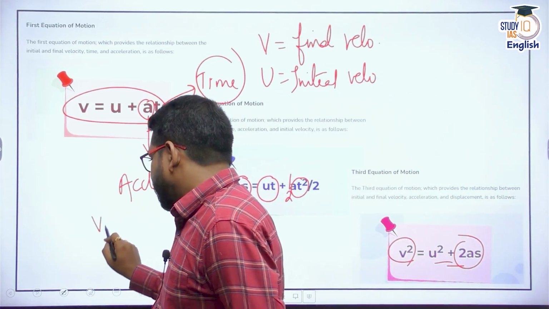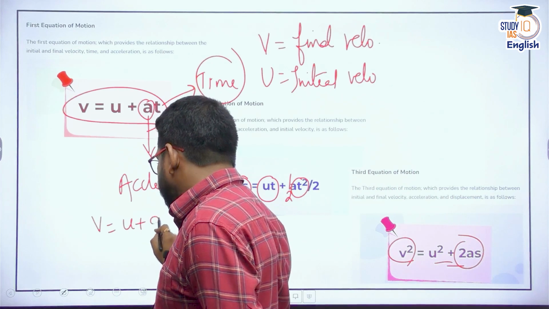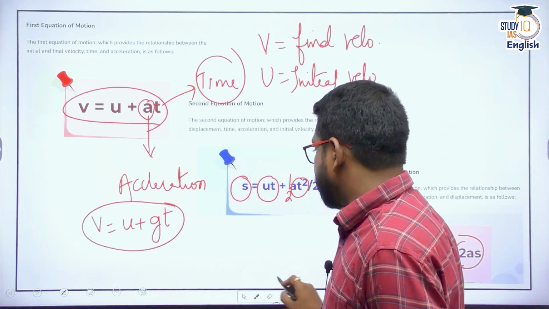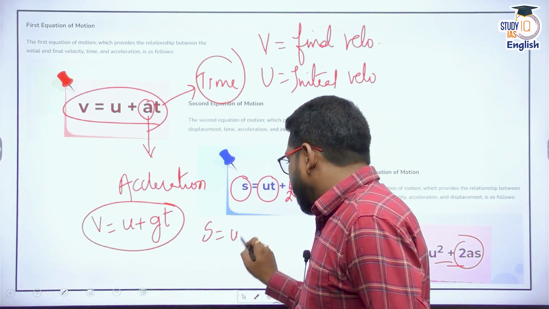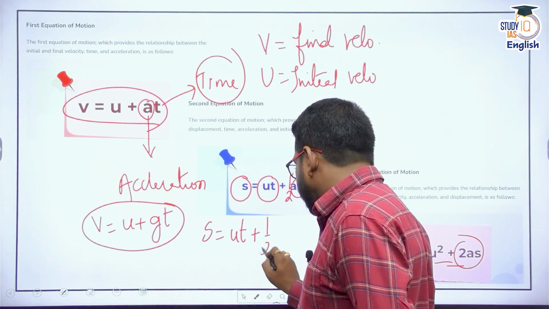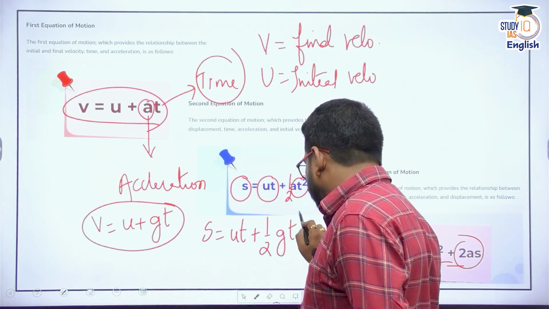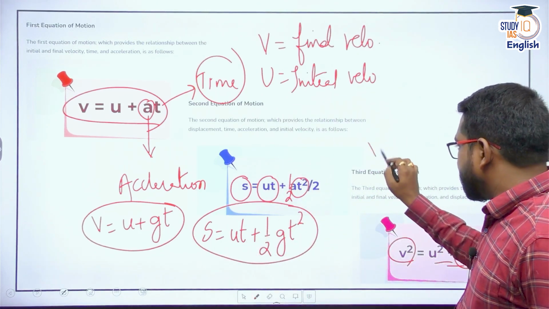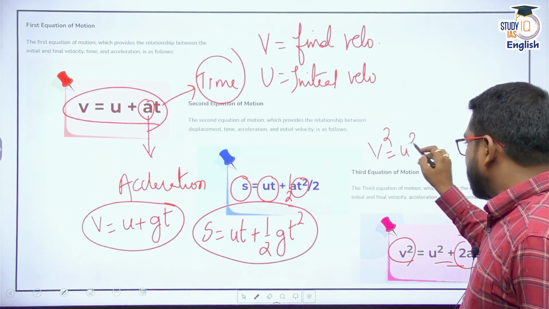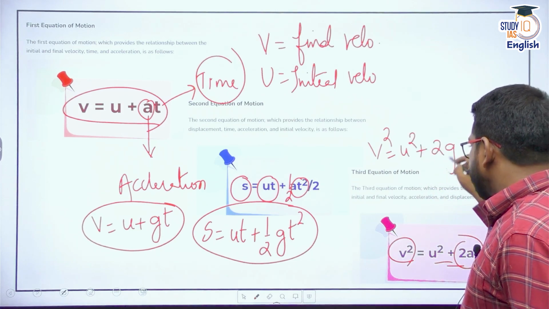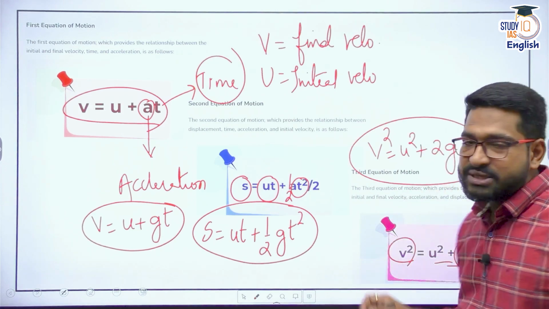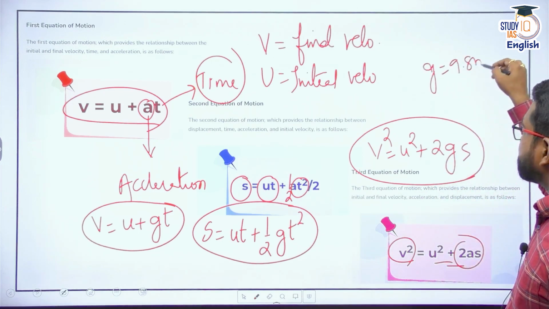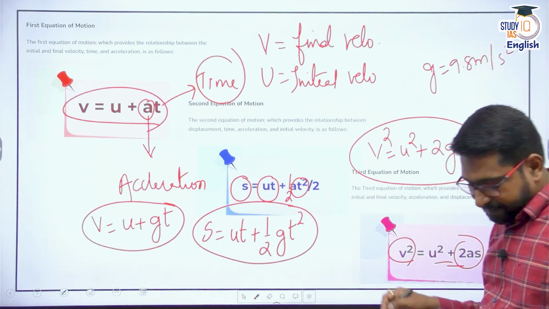Now, whenever we are talking about a motion under the action of gravity, this a changes to g. That means v is equal to u plus gt for a motion under action of gravity. Similarly, s is equal to ut plus half gt square for a body under the action of gravity. Similarly, the third equation becomes v square is equal to u square plus 2gs, and g here is acceleration due to gravity. g is equal to 9.8 meter per second square.